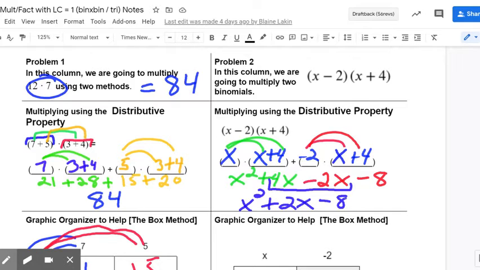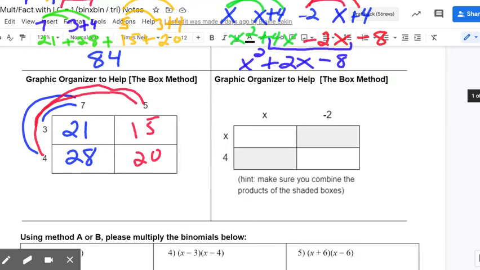Now let's look at that using the box method, the graphical method. All right, if we're using the graphic organizer, we put the term x minus 2 on top and x plus 4 on the side. Then we just multiply in. So let's do that. x times x, x squared. x times 4, 4x.